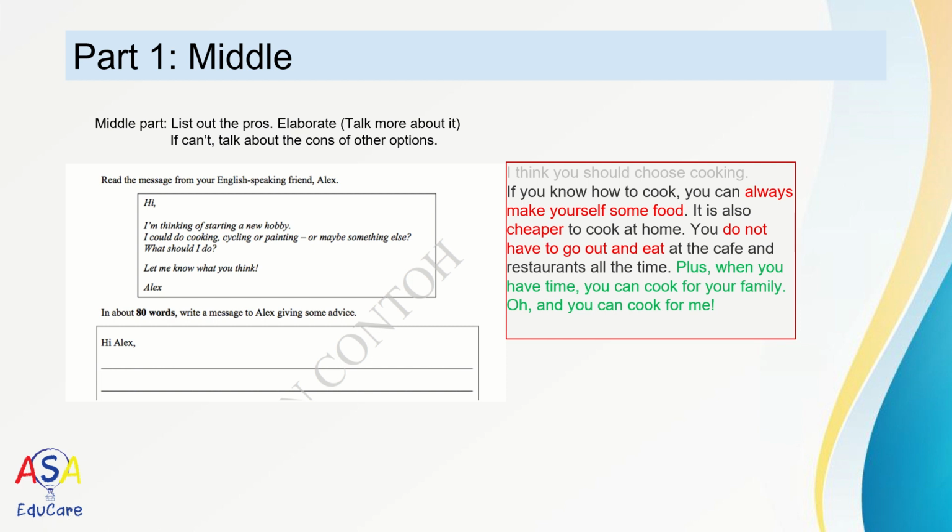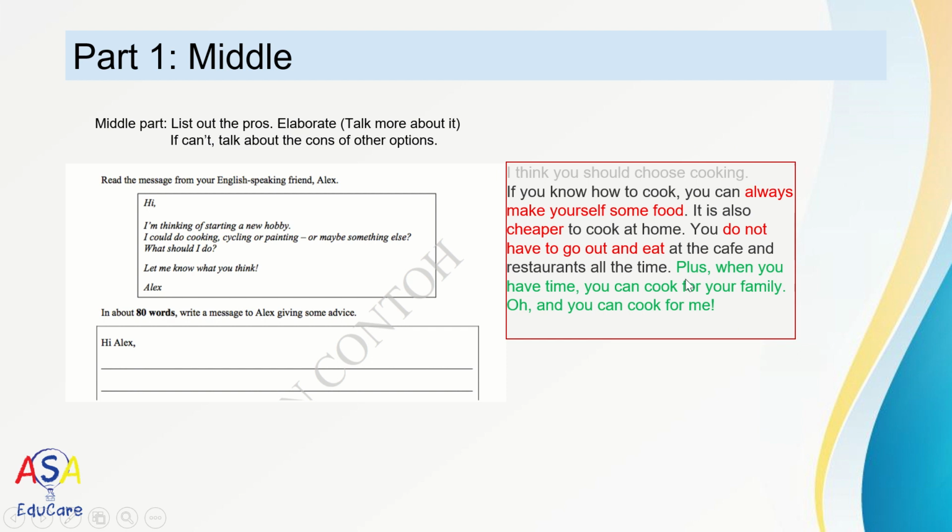Just remember that. If you don't, you can ask your parents how much does a meal cost. It's actually very expensive. You do not have to go out and eat at the cafe and restaurants all the time. I think this is a very good advantage, especially ongoing COVID. Okay, don't need to go out tapao. You just cook at home.